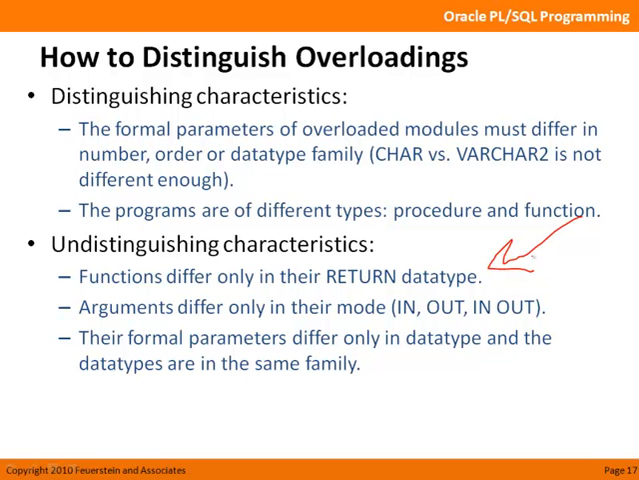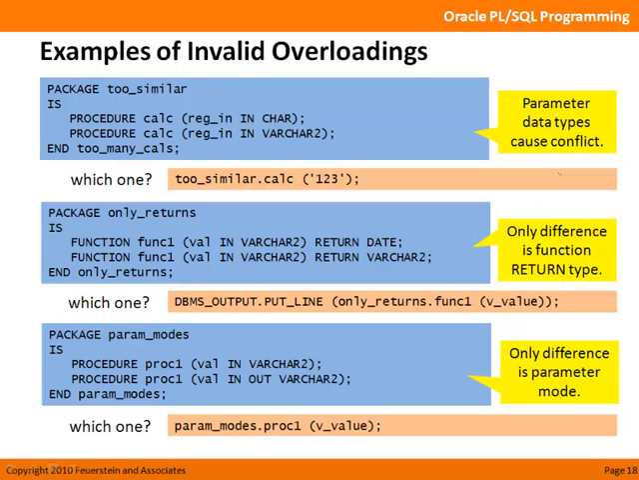Oracle will not let you use these overloadings because it can do implicit conversion and they both would look the same. If arguments differ only in their mode, in, out, or in out, that's not good enough. And the parameters differ only in data type, and the data types are in the same family, something like char versus varchar2. So here are some examples of invalid overloadings. In this case, each overloading, both called calc, has a single parameter, but the data types of the parameters are not different enough. That's ambiguous.